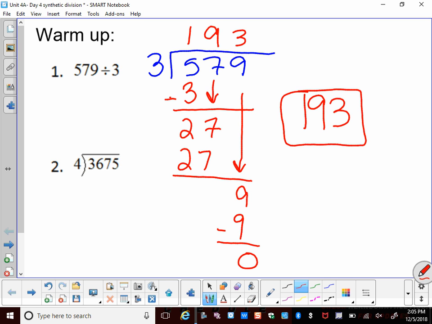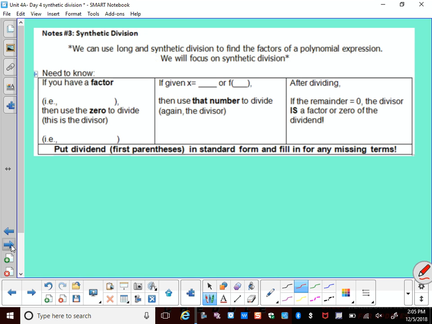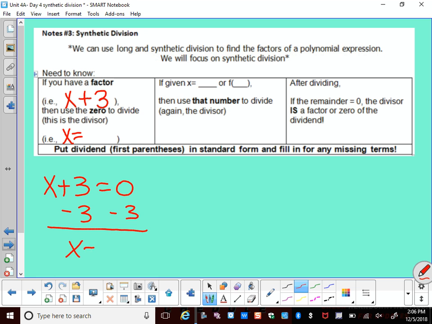Alright, so what we're doing is synthetic division. That's what it's called. So if you have a factor, let's say your factor is x plus 3, then you use the 0 to divide. That will be your divisor. So if we make x plus 3 equal to 0, what does x equal? We subtract, so we get x is equal to negative 3. So when you have a factor and we need to find the divisor, we take the opposite number.